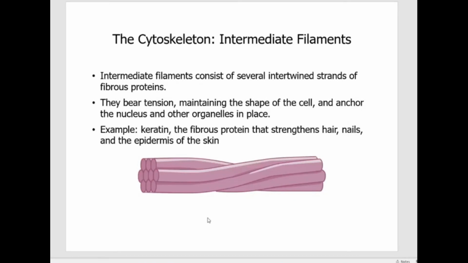They can bear tension and maintain the shape of the cell. So remember this example, keratin. Keratin is very abundant in your skin, your nails, and your hair, and it's really good at resisting tension. So it provides really good protection. That's why your nails are good protection, right? And your skin also provides a physical barrier to protect the internal environment.